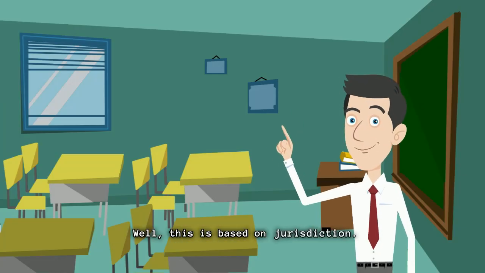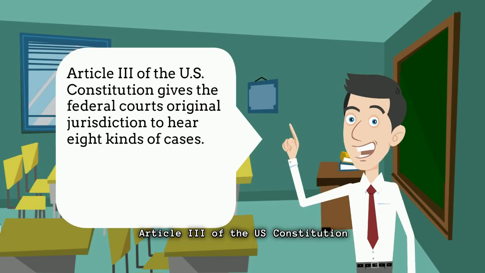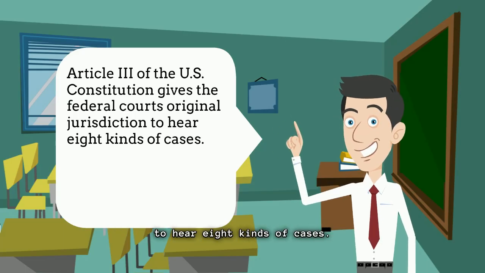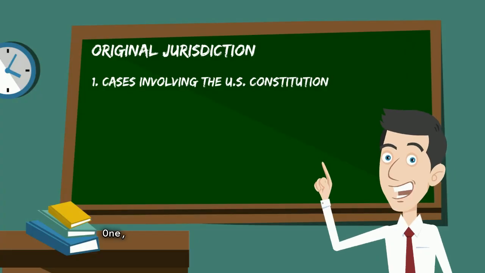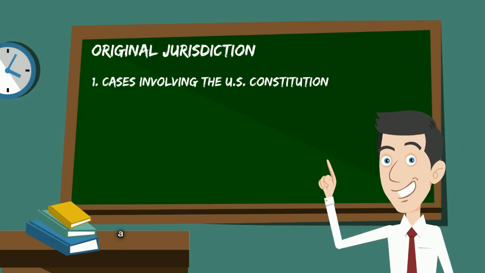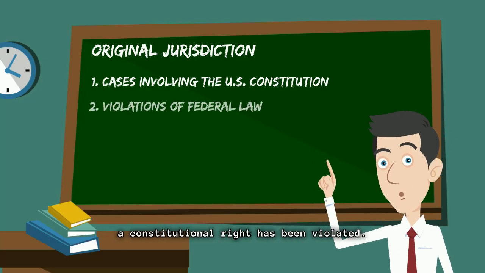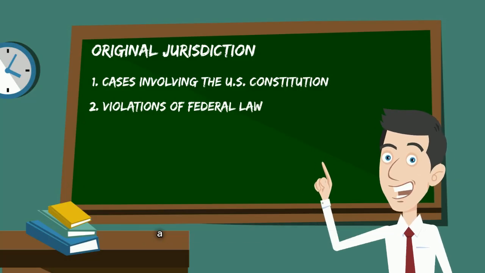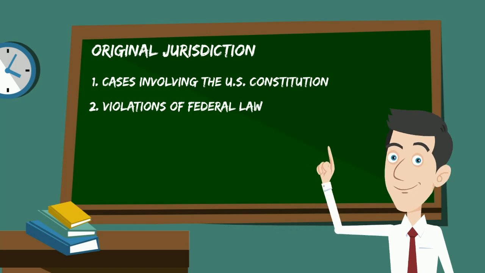Well, this is based on jurisdiction. Article 3 of the U.S. Constitution gives the federal courts original jurisdiction to hear 8 kinds of cases. 1. Cases involving the U.S. Constitution. These are cases where a person believes that a constitutional right has been violated. 2. Violations of federal law. These are cases where the government accuses a person of a federal crime.